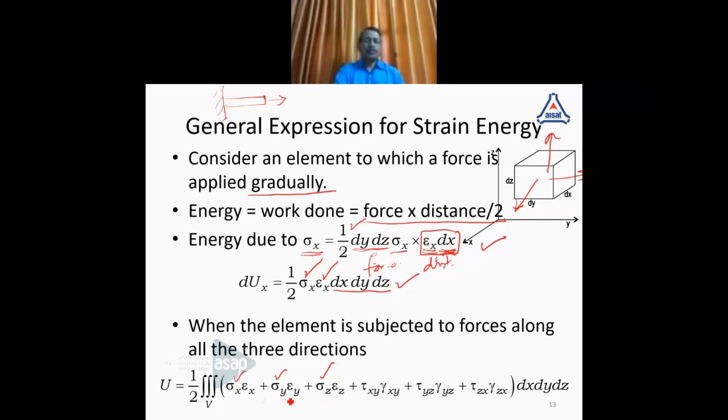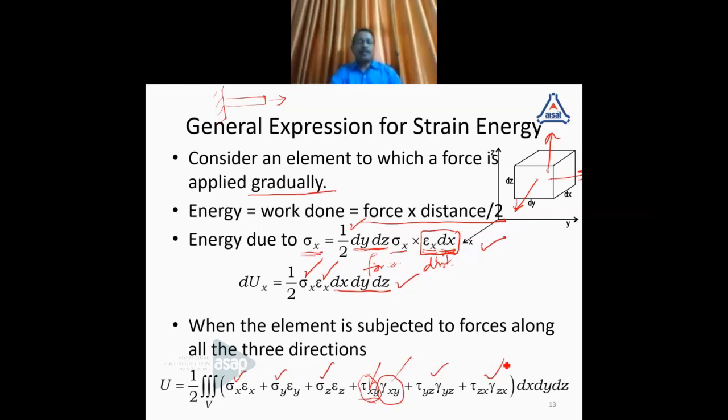Similarly, these two. Here, tau xy is the shear stress developed along the y direction due to the load applied along the x direction. And due to this shear stress, a shear strain is developed, which is called gamma xy. Similarly, these two are involved in the respective directions due to the stresses acting in some other direction.